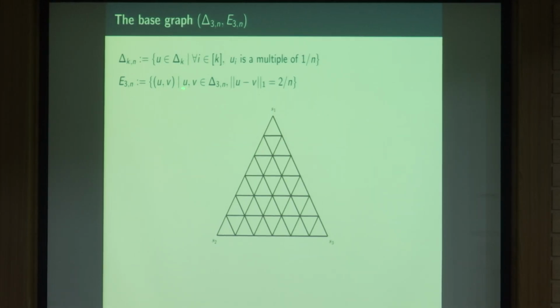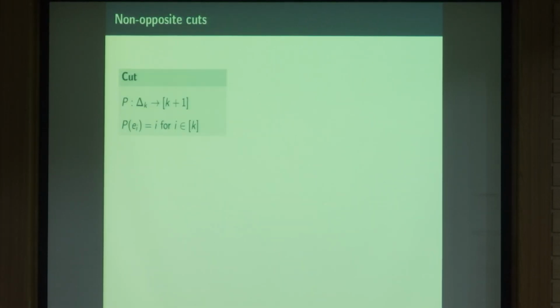Actually, I will restrict my attention to the case of the two-dimensional simplex, so with three terminal vertices, and we have another parameter n, which just denotes the number of vertices on one side of this simplex. Okay, and the edge set of this triangulated graph will be denoted by this E3m.